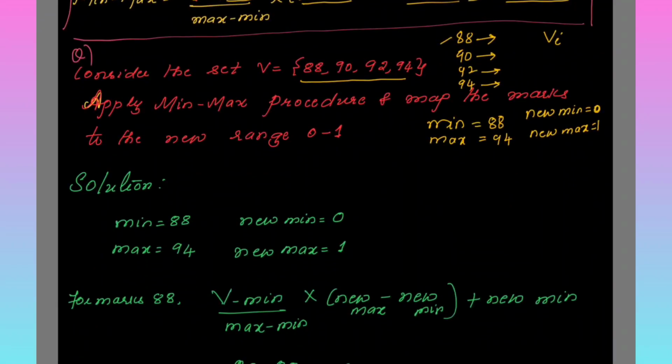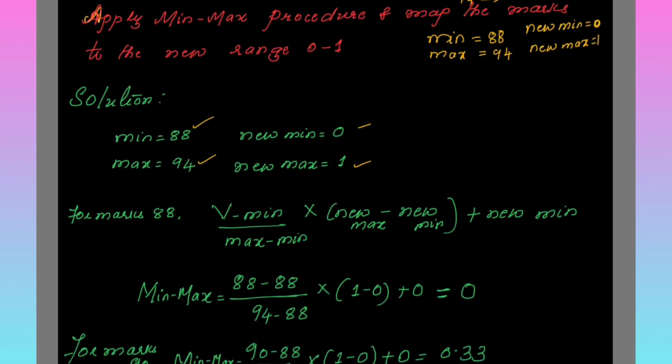So let me show you the solution here. See, this is what I said. You have extracted from the list minimum 88, maximum 94, new minimum 0, new maximum 1. Now substitute in this formula. The first time your V value is for the marks 88. The remaining things will be the same for all the rest of the computations. Minimum is 88, maximum is 94, new max is 1, new minimum is 0. Just substitute here. So what you got is 0.